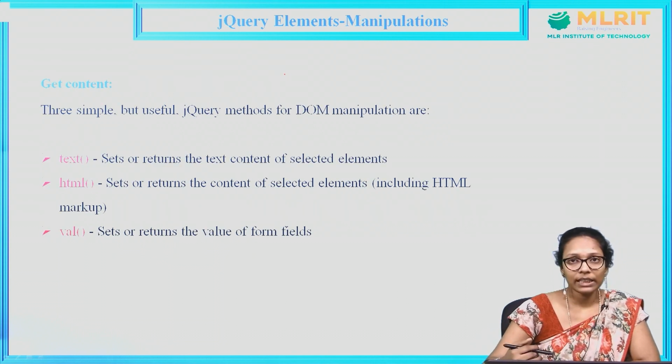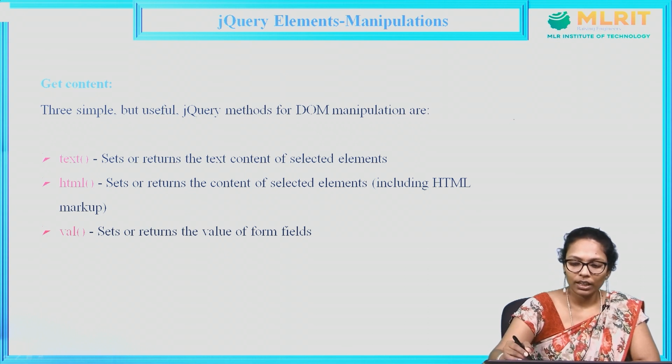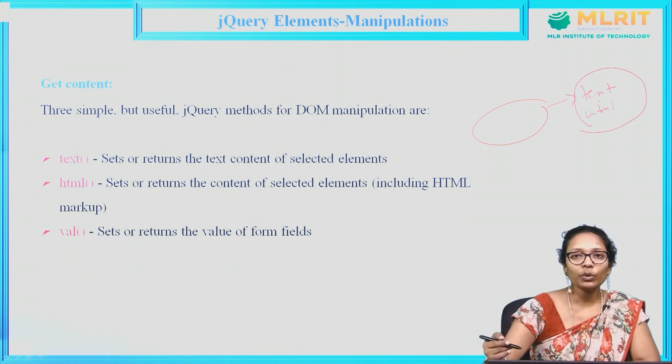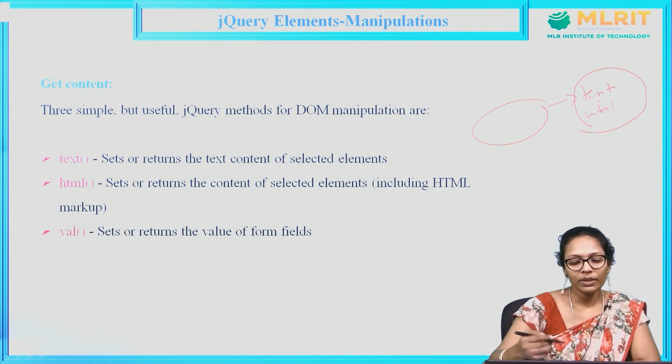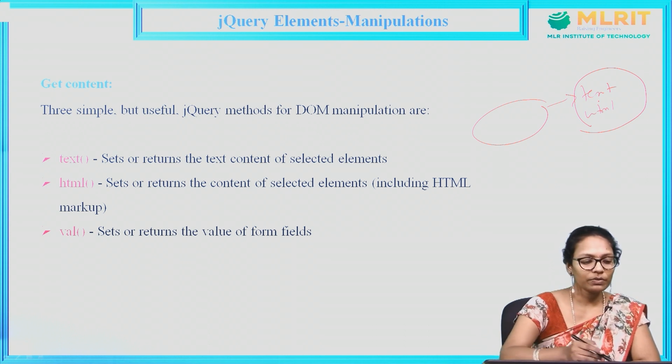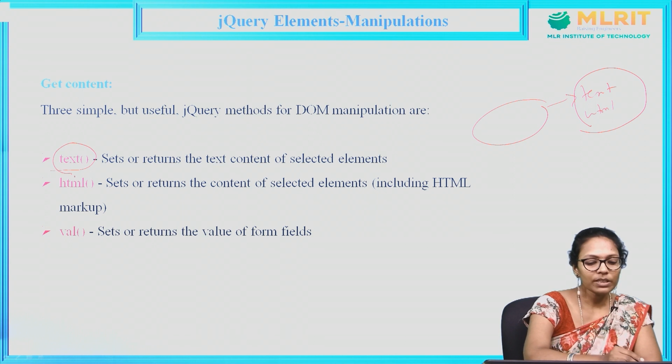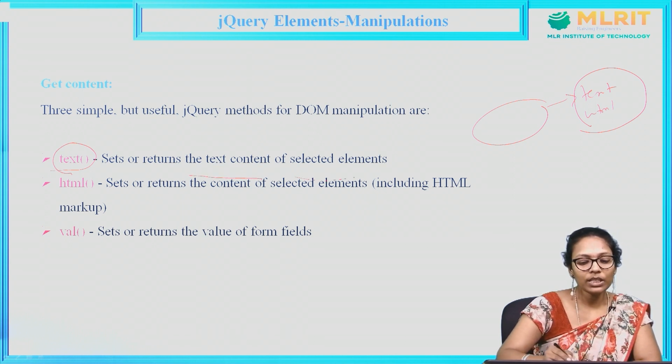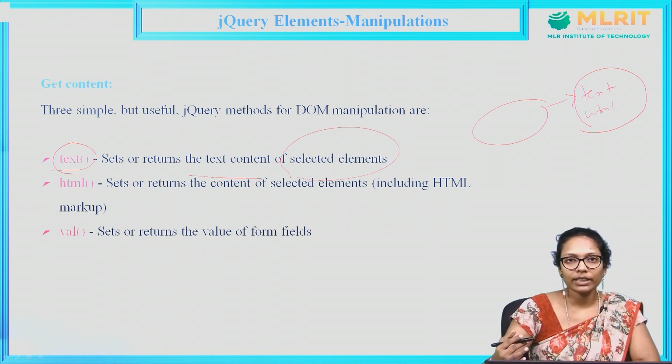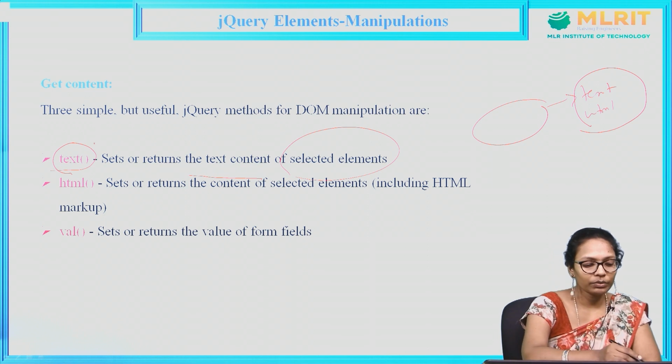To get the content, we have different kinds of content. We have the text, and along with the tags we also have some HTML content. So how to access them, how to modify them? We have some methods here to access them. The first method is text. The text method is used to access the text content of a selected element. Whatever text content is attached with the element will be returned here.